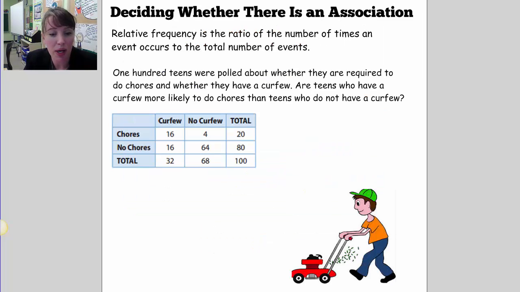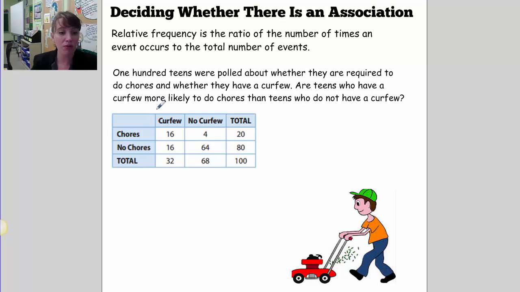Okay, now relative frequencies, all three of the ones that we just saw, can be used to answer certain questions, like whether or not there's an association between one categorization and another categorization. So this next situation will help us figure out if there's an association between teens who have curfews and those who do chores. So out of 100 teens polled, whether they were required to do chores and whether they had a curfew, this is the result of this poll. All right, are teens who have a curfew more likely to do chores than teens who do not have a curfew? So this is my question. Is there an association between having a curfew and doing chores?